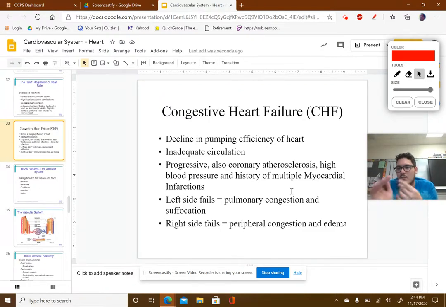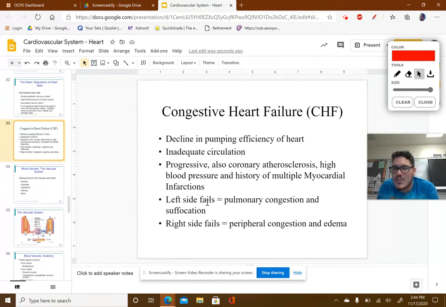Things like coronary atherosclerosis, which is basically when the arteries that surround the heart, the coronary arteries, build up too much plaque, can cause this condition. High blood pressure, which is hypertension. Obviously, that can make it so that your heart is working harder than it should. And a history of multiple myocardial infarctions, which are heart attacks.